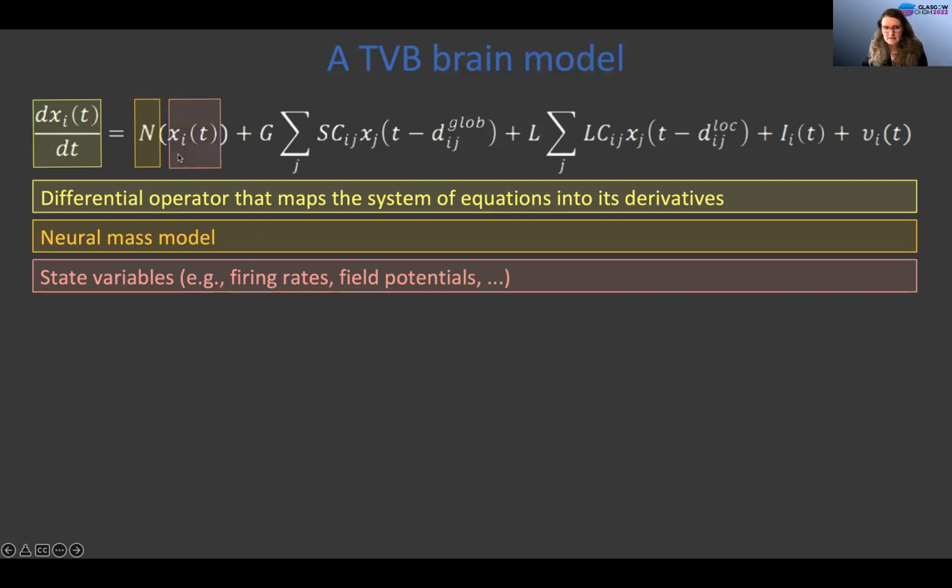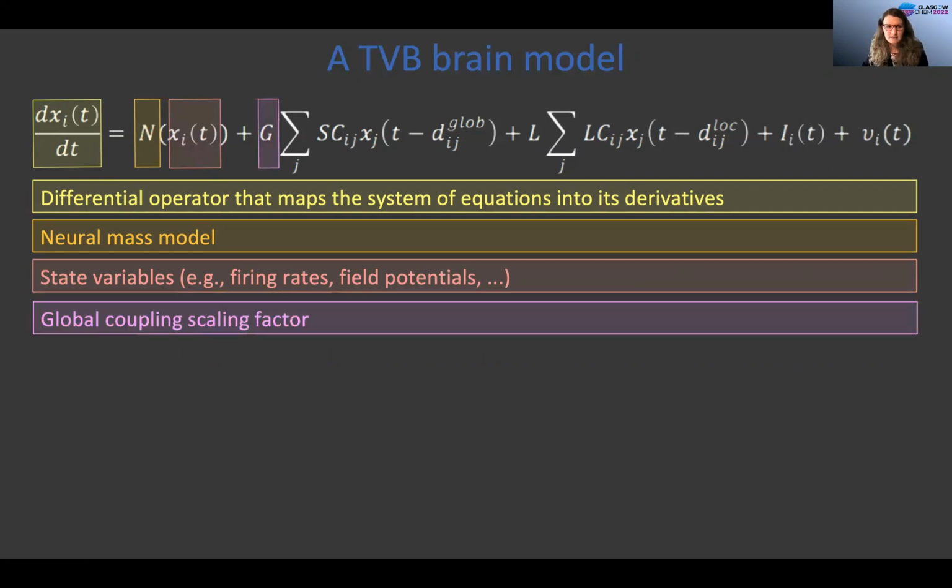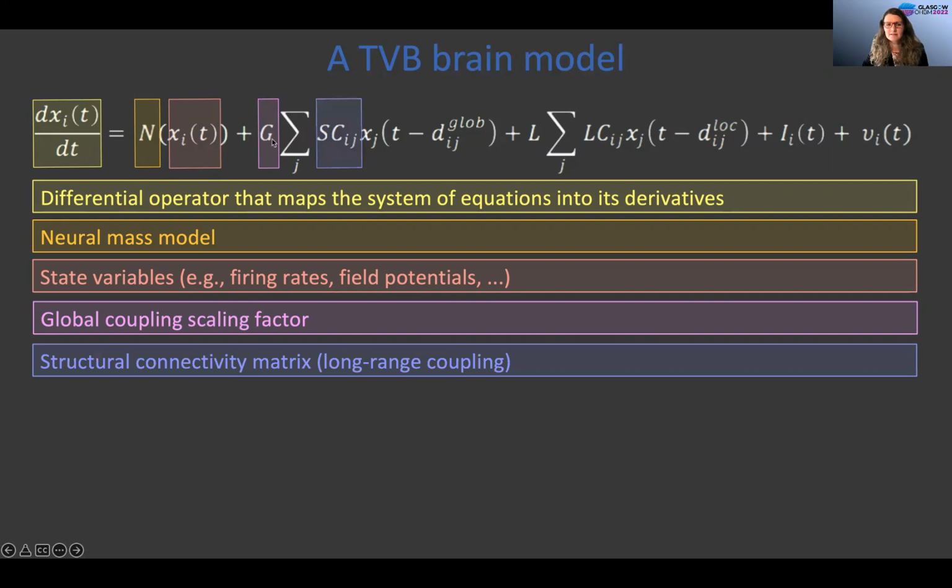These can be, as I said, firing rates, field potential, some state variable that you are interested in, and that is described by these differential equations. Then I already said we will hook up the regions together, and by that we will also scale the strengths of their connection with the factor G, which is a global coupling scaling factor. It's just a number. And then the structural connectivity also needs to be in there, right? It will determine which regions are actually connected with each other.